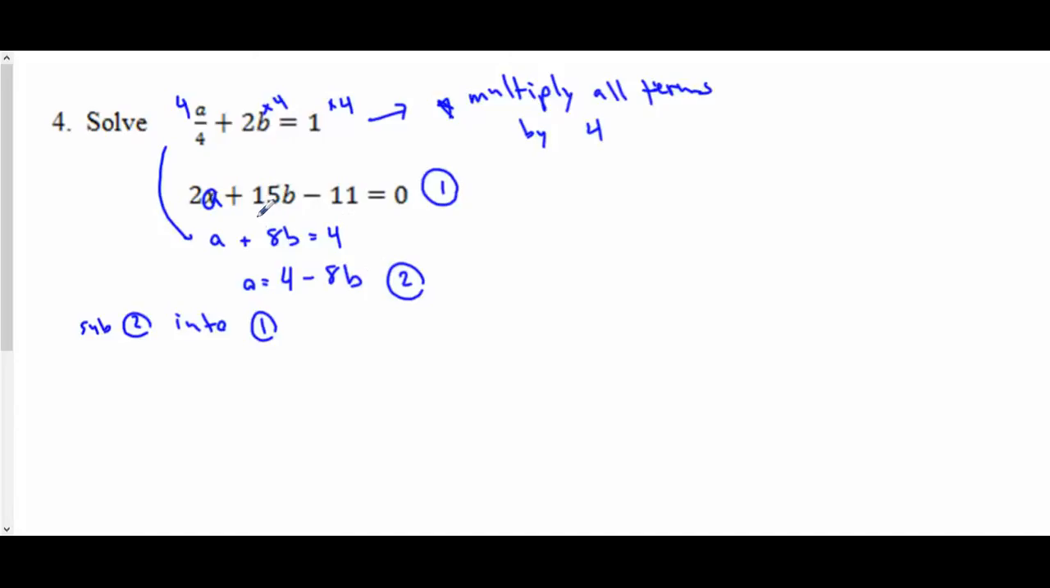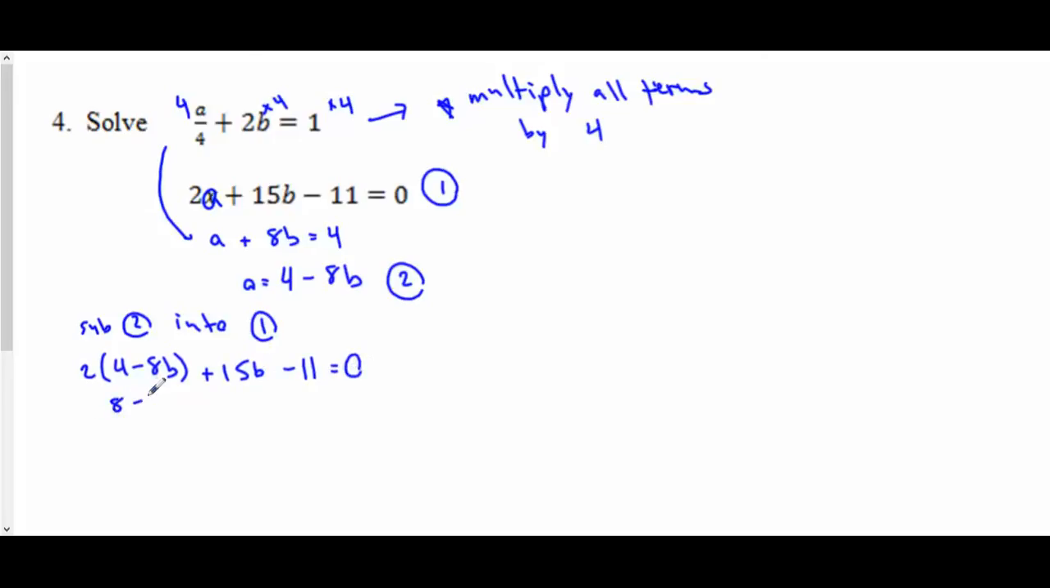The tricky part was dealing with this fraction, because if I were to try and sub something into an equation with a fraction, that would make things very, very difficult. A lot more difficult than if I just got rid of the fraction to start with. So I'm going to sub equation 2 into equation 1, which means I'll have 2 times 4 minus 8b plus 15b minus 11 equals 0.